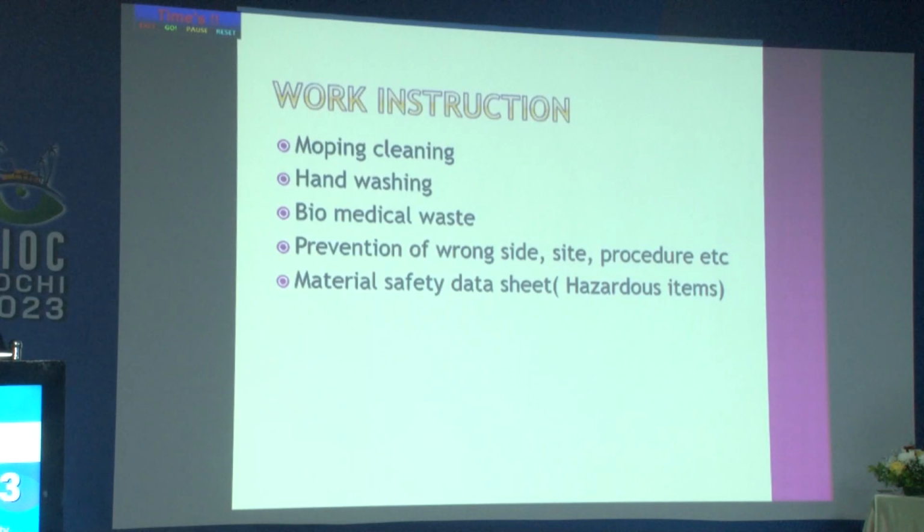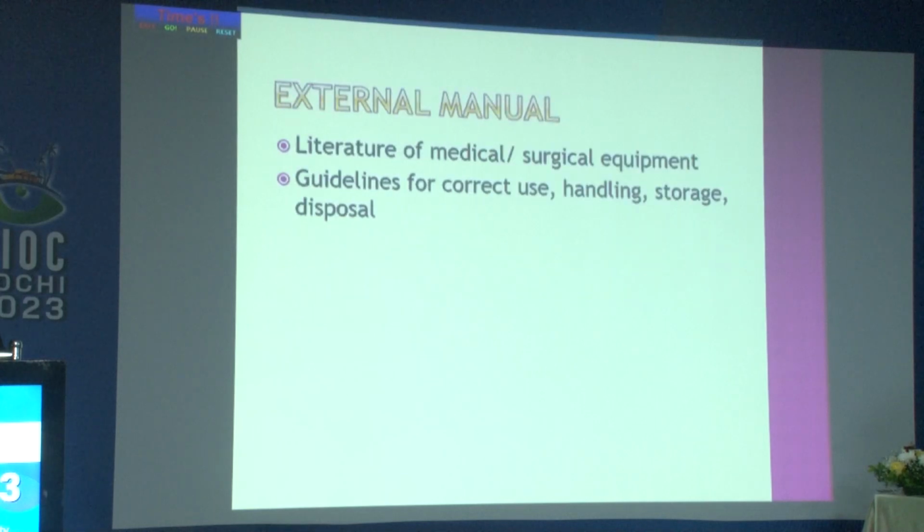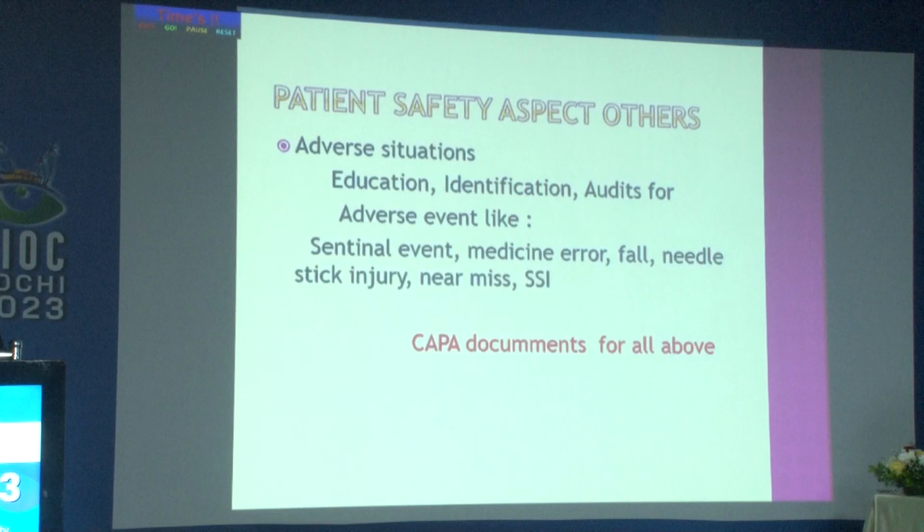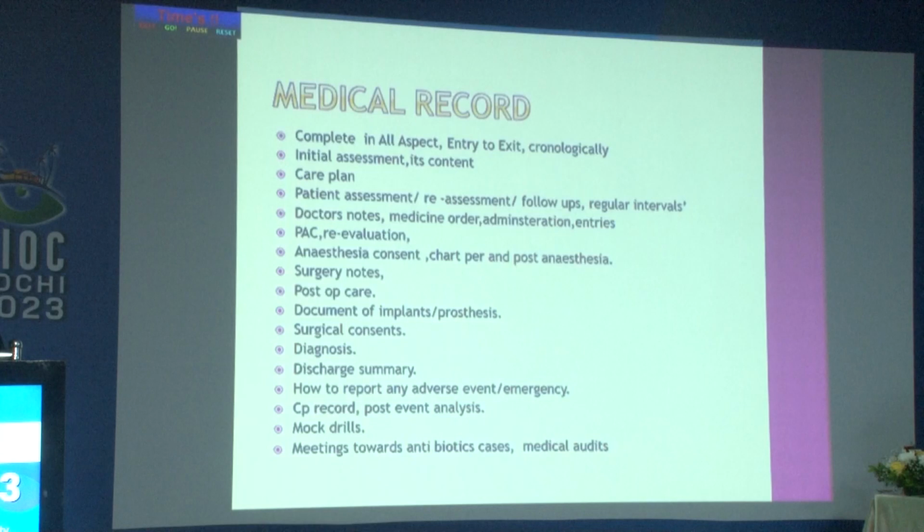And then see the work instructions like mopping, hand wash, biomedical waste, prevention of wrong side procedure, etc., material safety, and all the external manuals, your MOU with others, literature of the medical equipment we use, guidelines for the current use, handling, storage, disposals, patient safety aspects, education, identification, audit for adverse events like sentinel event, medical error, fall, needle stick injury, near miss. All this CAPA needs to be there.